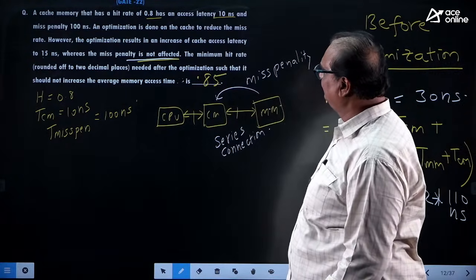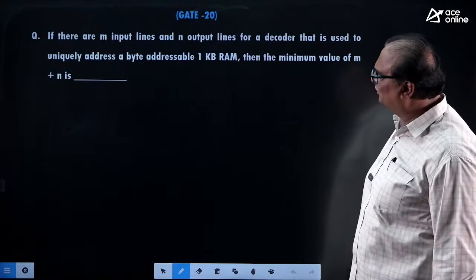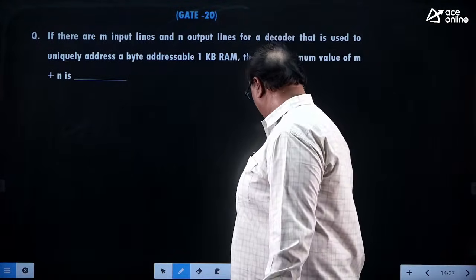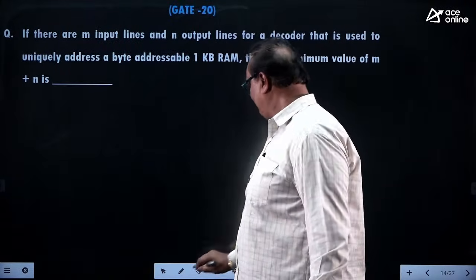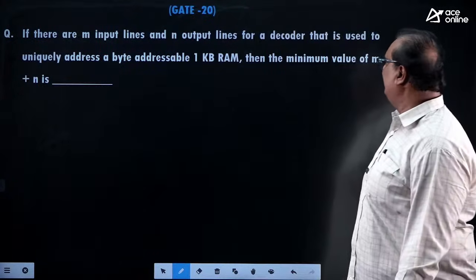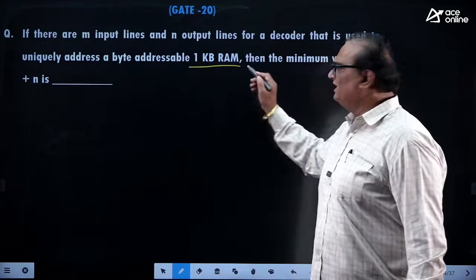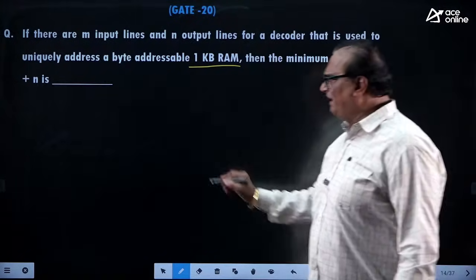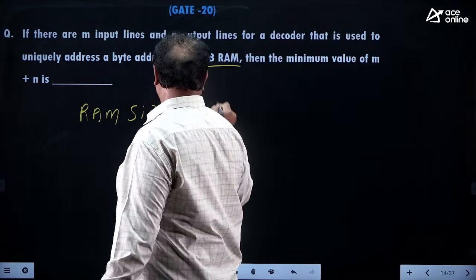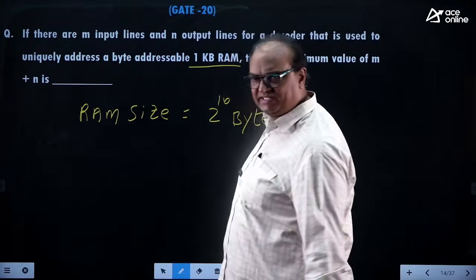Next. Look here. Excellent question it is, given in GATE 2020. If there are M input lines and N output lines for a decoder that is used to uniquely address a byte addressable 1 KB RAM, then what is the maximum value of M plus N? The type of memory is byte addressable. The size of RAM is 1 KB. What is the memory size? 1 KB means 2 power 10 bytes.